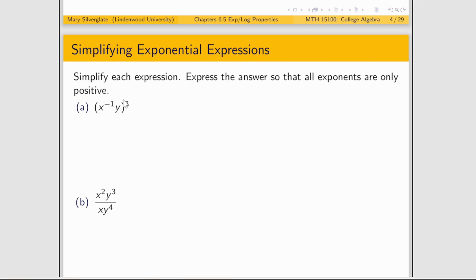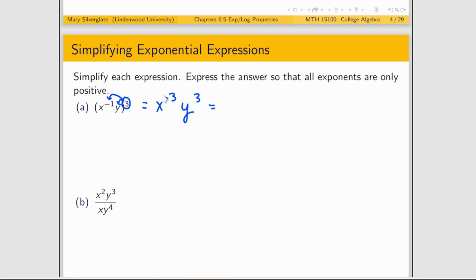Here, as my first step, I would go ahead and deal with this outside exponent. So I would think that 3 is applied to the x, and it's applied to the y. So this becomes an exponent of an exponent, means they multiply. So that'd be x to the negative third power, and that y is secretly to the first, so that's just y to the third power.